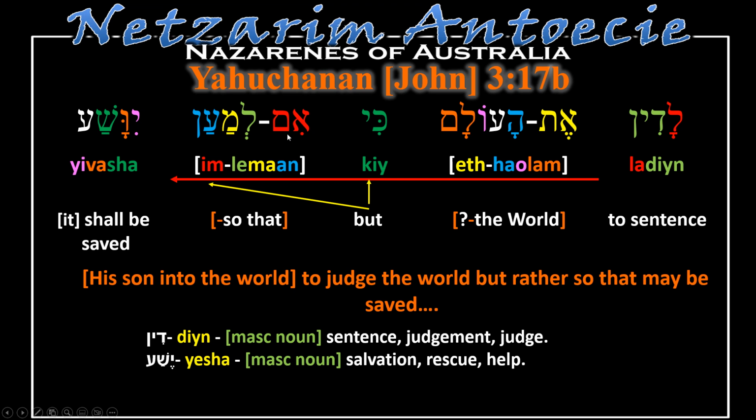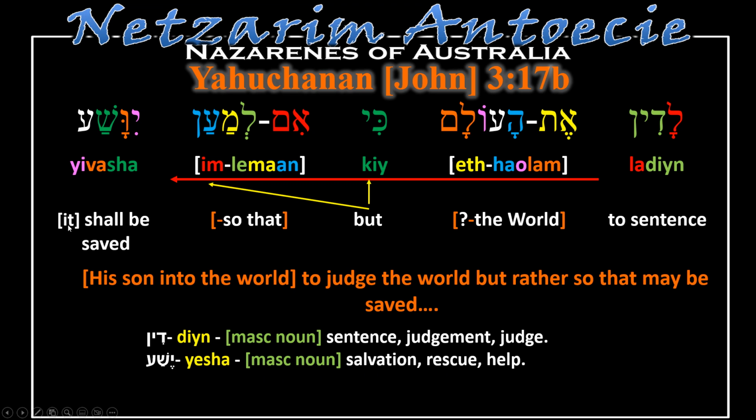Ki im, again, but le ma'an, so that. This time I've used so that. And then we've got yivashah, it shall be saved. Now, what is the root of that? It actually is yeshah. So why is it vashah? The reason is they won't put two yods together like that. And the yod is a weak letter, so they often replace it with a vav. But its root is literally yeshah, which is a masculine noun meaning salvation, rescue, help.